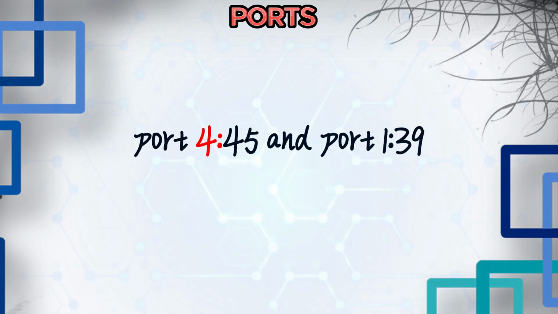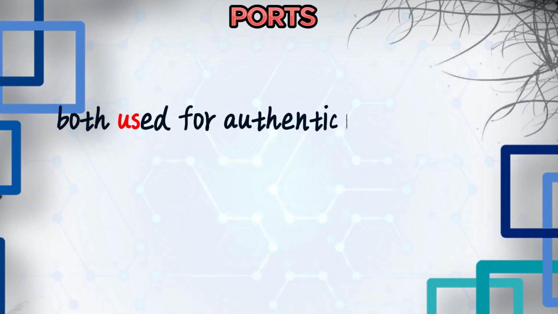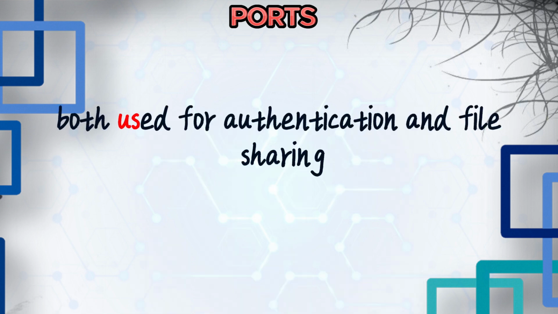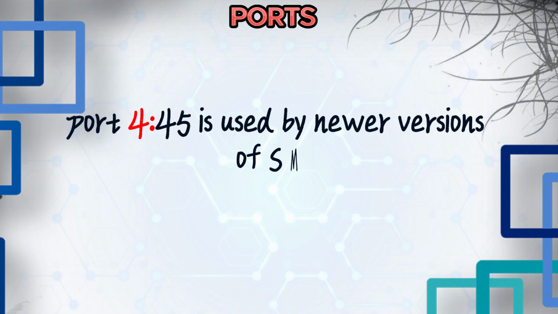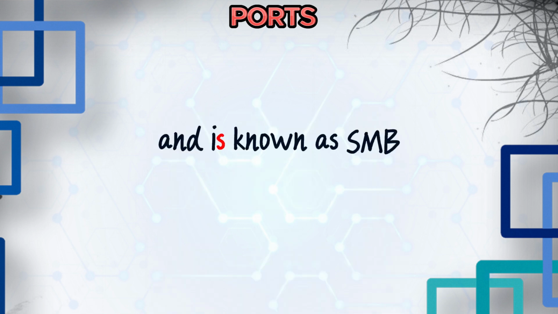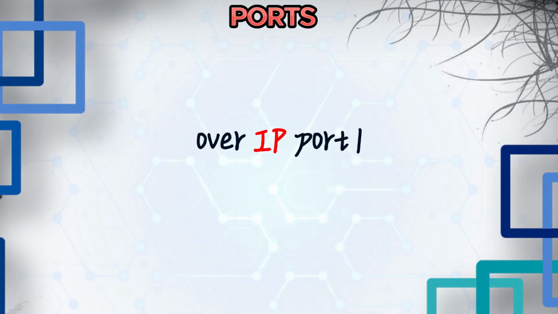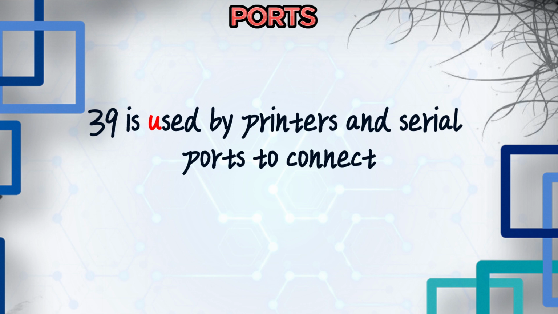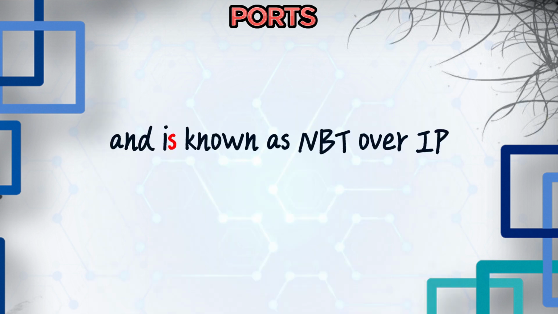Port 445 and Port 139 are both used for authentication and file sharing. Port 445 is used by newer versions of SMB after Windows 2000 and is known as SMB over IP. Port 139 is used by printers and serial ports to connect and is known as NBT over IP.